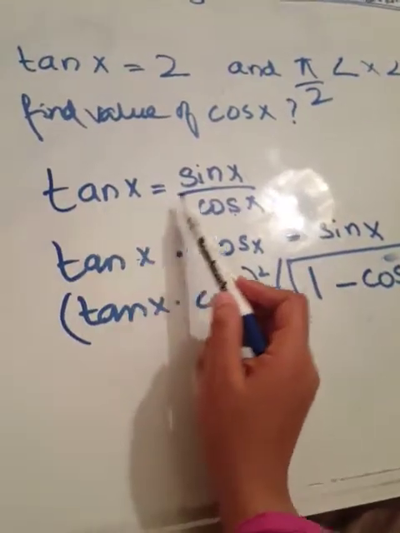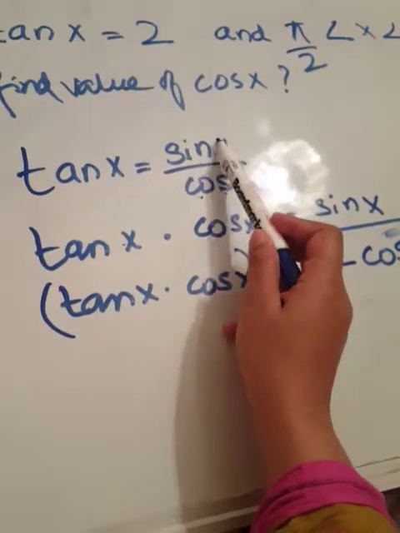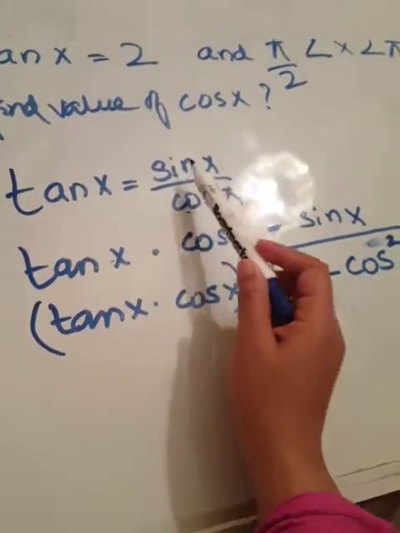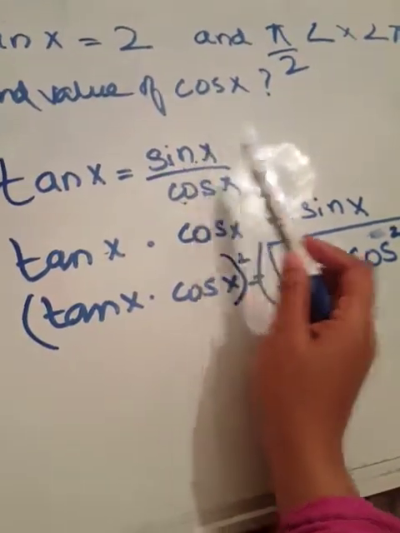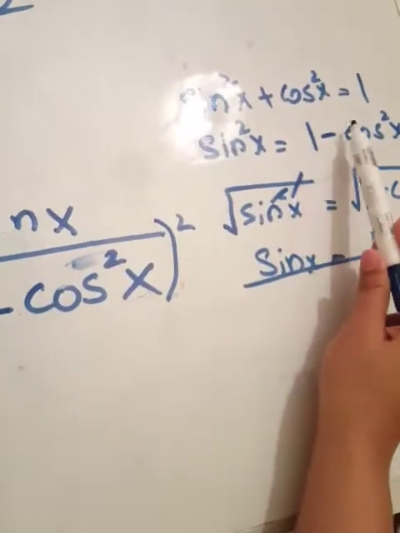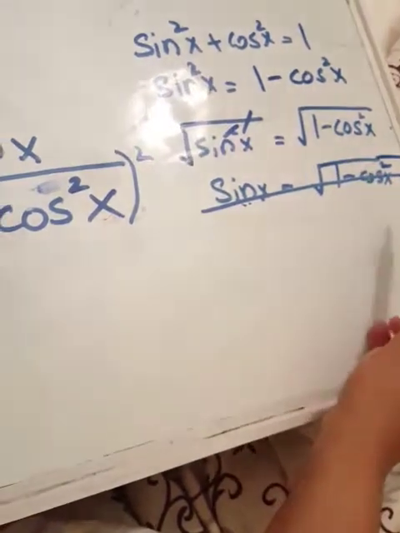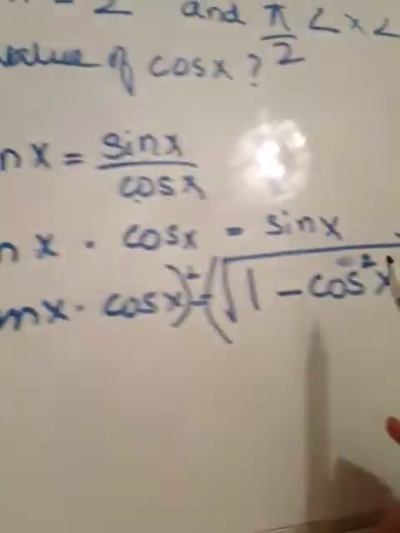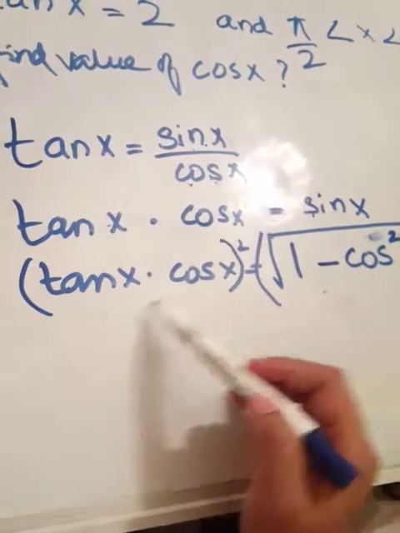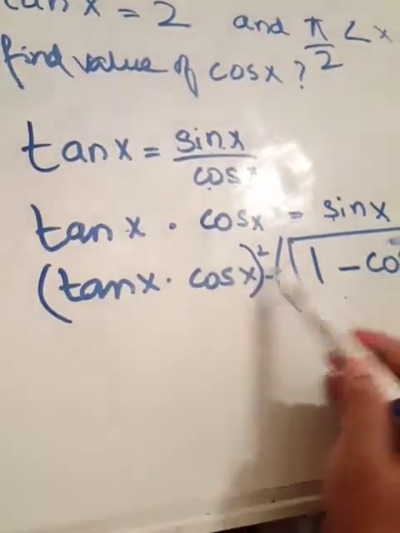Tan of x is equal to sine over cos. I want to delete this sine from here. I want the whole term to be in terms of cos and tan. So instead of this sine, I will use the property sine square x plus cos square x equals 1. And we found out that sine x is equal to the square root of 1 minus cos square of x. So I just plugged this value of sine of x over here. Now I want to remove this under root sign, so I am going to square on both sides.